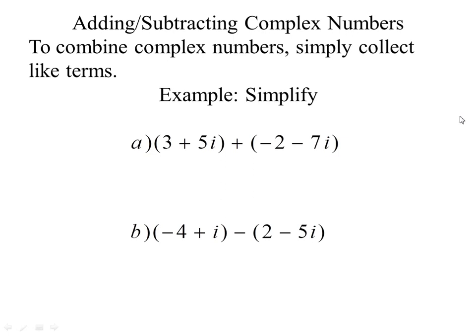Like terms. Okay. 3 plus -2 is going to be 1. And 5i plus -7i is going to be a -2i. All you're doing is combining like terms. Your variable terms and your non-variable terms. Your reals with your non-reals. So letter B, what do you think you're going to get?